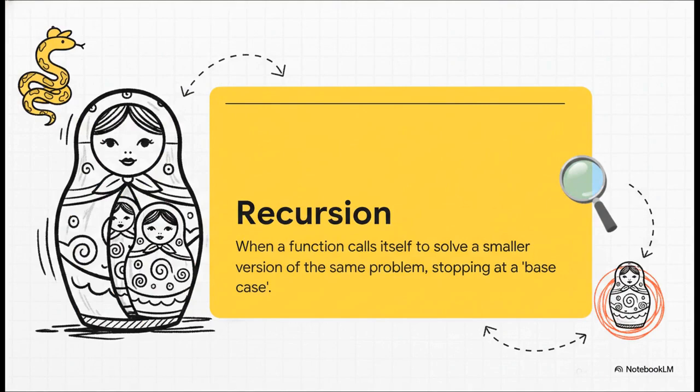You open the biggest doll, and what's inside? A slightly smaller version of itself. You keep opening smaller and smaller dolls until you get to that last tiny one that doesn't open. That little solid doll, that's your base case. It's the point where the process finally stops.